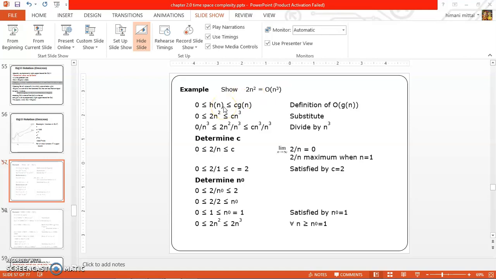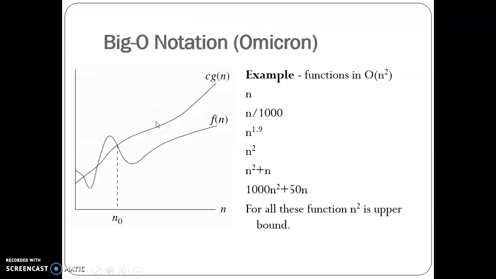This means that the n cube is going to bind the 2 of n square function on the higher side. The value of 2 of n square will never cross n cube with the C value of 1 and n0 value of 1. So it is a kind of an upper bound on the value of f of n. That means the algorithm will never do worse than this. The f of n graph will always remain below this g of n. This is what big O notation means.